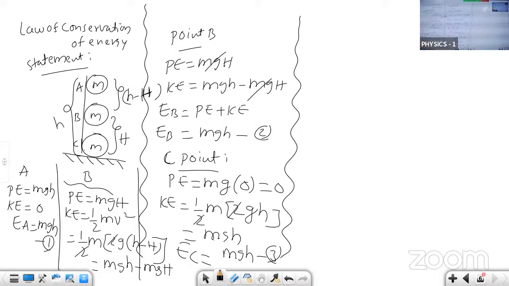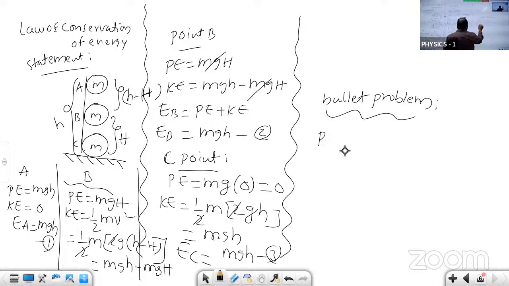From equations 1, 2, 3, energy is conserved. That's why we always write that the energy at point A, point B, point C remains the same. What you are writing: from equations 1, 2, 3, energy conserved. This one is our first class problem, the bullet problem. For this bullet problem, students, I already gave the explanation.